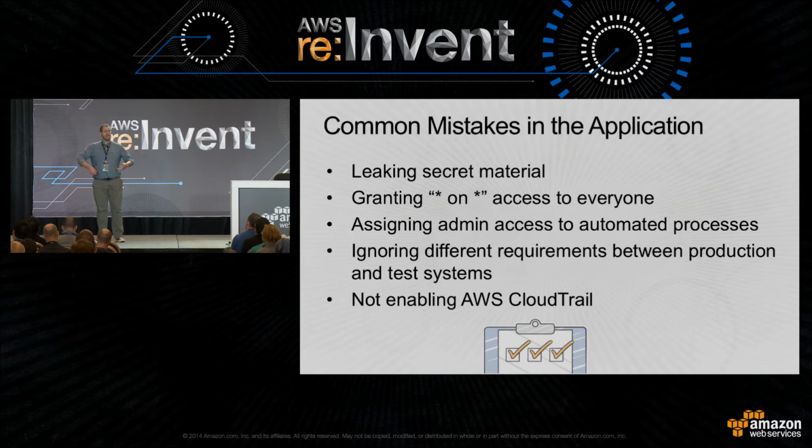If you're deploying test or stage into the same VPC as production, which frequently happens, many customers don't think about the differing security levels that are necessary for those two different systems. And finally, if you're deploying on AWS at this point and you have not enabled CloudTrail, go home and do that now, because when you have an incident response, you'll be incredibly happy that you did.